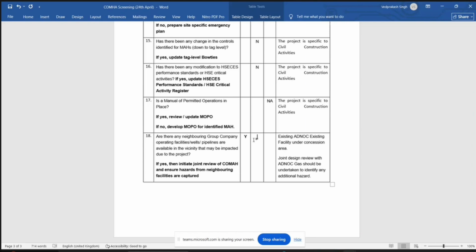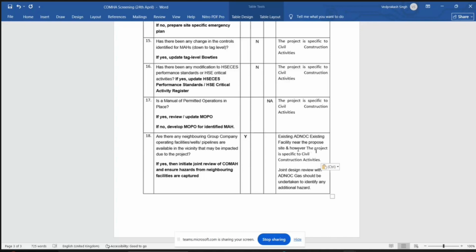There are existing ADNOC facilities near the project site, near the proposed site location. However, then you populate the project specific to civil construction activity only. Okay, and however, yeah, the project is specific to, so there are not.